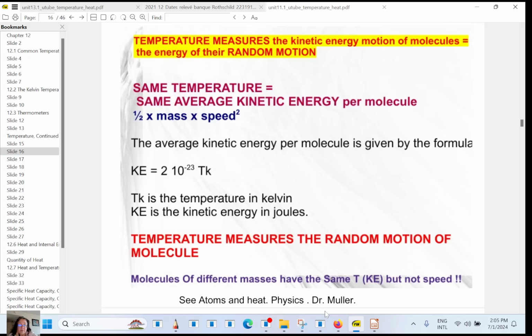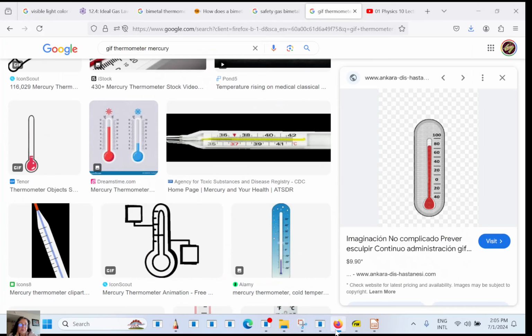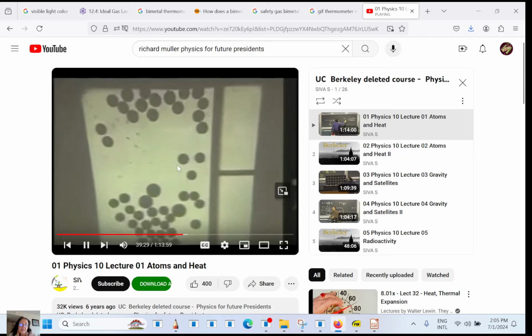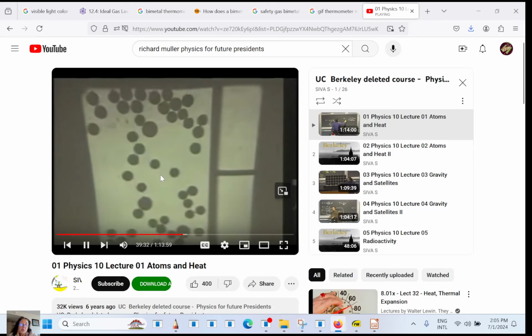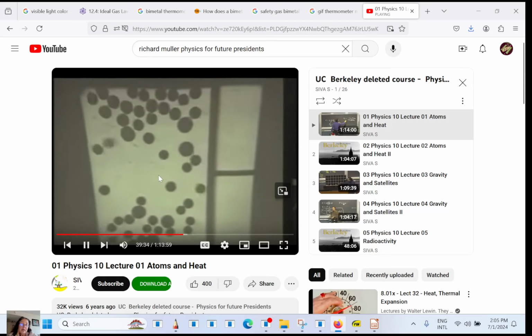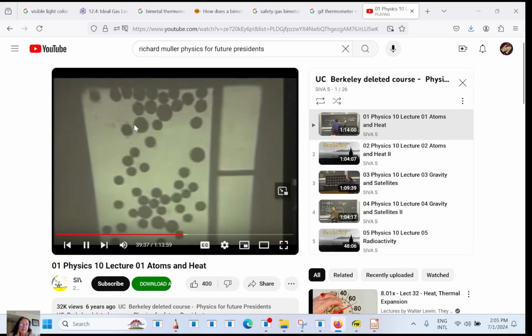Now, there is a simple demo. You see here that, let's say, these are molecules and they don't have the same mass, but you're going to shake them the same way. So they're going to have the same kinetic energy. You're going to see that they do not have the same speed because they don't have the same mass. See that the smaller ones are going to be faster than the bigger ones.